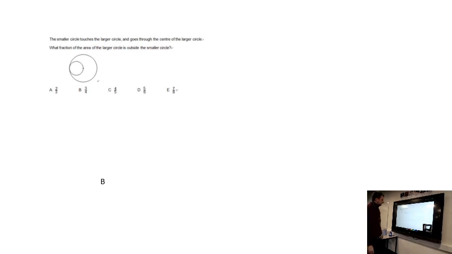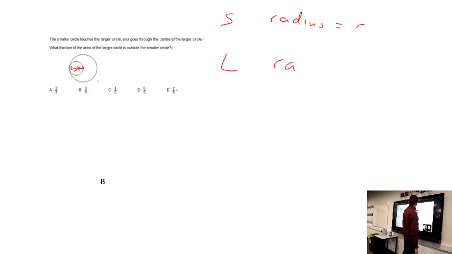Okay, so let's have a look at the smaller circle. The smaller circle has a radius equal to r, and the largest circle, since we have an r here and an r here, has a radius equal to 2r.